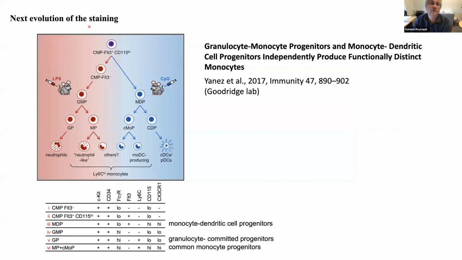The other possibility of evolution will be to introduce a new nomenclature in this staining, particularly the nomenclature of the Goodell lab, which deconvolutes quite a bit the CMP and GMP compartments. With the new markers which are coming on the market, this should be relatively easy because we just have to add 3 markers to our staining: Ly6C, CD115, and CX3CR1, to get access to these progenitors in one staining.